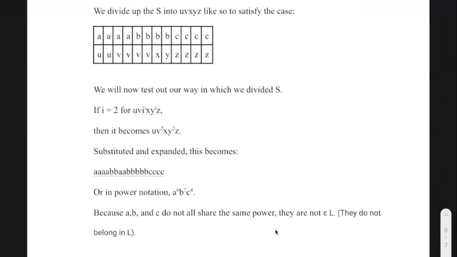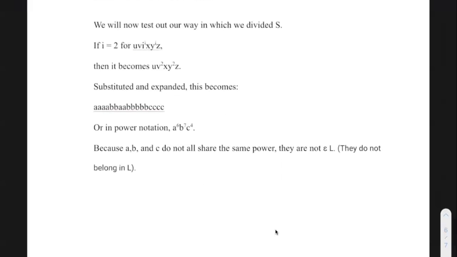We'll now test out the way in which we divided S, right here. So if i equals 2 for this pattern, then it becomes u v squared x y squared z. When we sub in these values and expand it based on the powers, this becomes A, B, B, A, B, B, B, B, B, C, C, C, C. Or in power notation, a to the sixth, b to the seventh, c to the fourth.